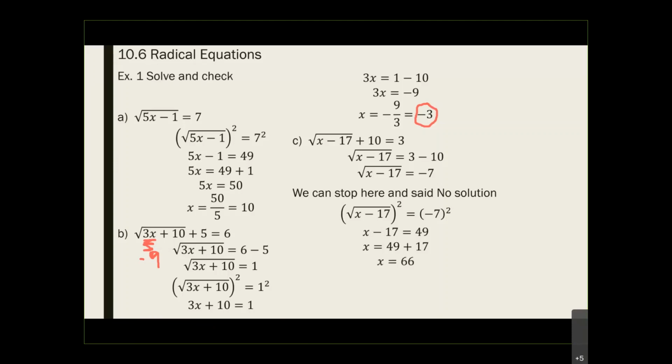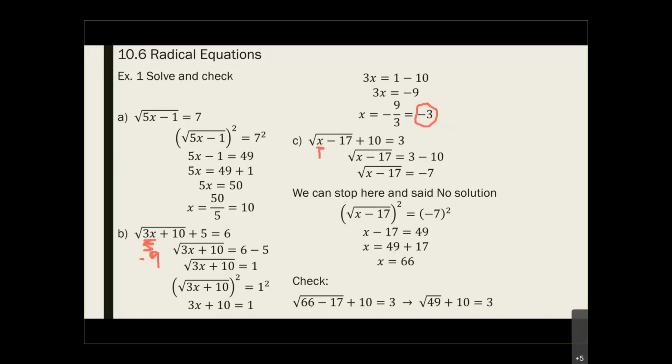And you will probably say, so what's the problem, Mr. Tran? What's the problem? Well, take a look at this. If we plug in 66, I haven't checked on B because for A and B, the answer is correct. But let me check this item here, which is 66. I plug in for x: 66 minus 17 plus 10 equal to 3. I just plug into my original item right here. Wherever my x is, I plug in my 66.